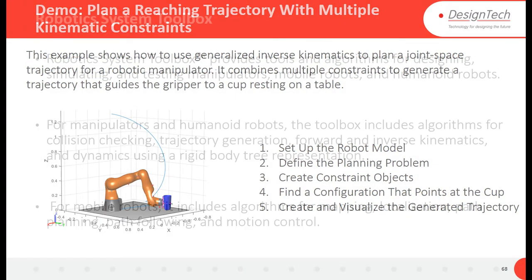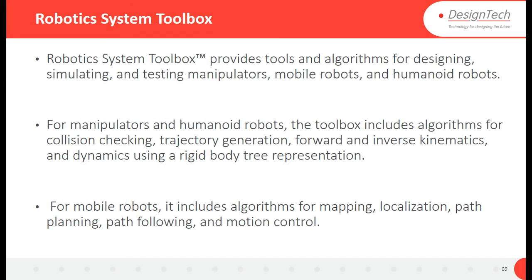Okay, some other toolboxes which can be helpful for you to design. Robotic System Toolbox. Robotic System Toolbox provides tools and algorithms for designing, simulating and testing manipulators, mobile robots, and you can design complete humanoid robots as well using Robotic System Toolbox. For manipulators and humanoid robots, the toolbox includes algorithms for collision checking, trajectory generation, the waypoints which I was talking about, forward and inverse kinematics, and dynamics using a rigid body tree representation, which I was showing you how you will get the help from the help window.